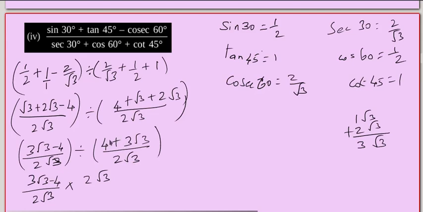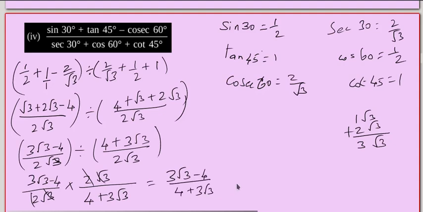We have to write the reciprocal, no? So this 2 root 3 will go to the numerator. And what happened here? We'll get 4 plus 3 root 3. Okay, so this we can cancel because it is in multiplication. Numerator and denominator are same, so we can cancel. So what we have at last? 3 root 3 minus 4 divided by 4 plus 3 root 3. Okay.